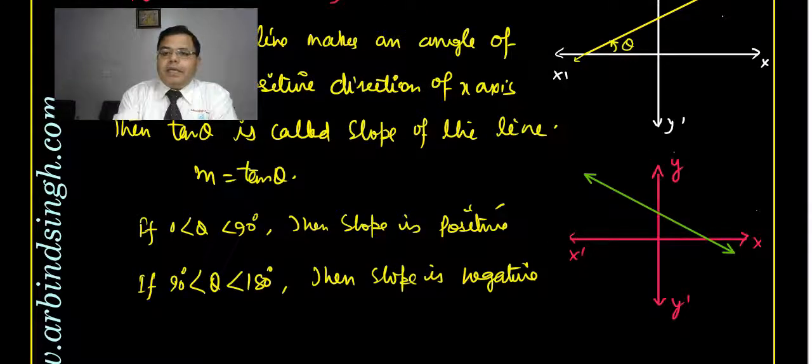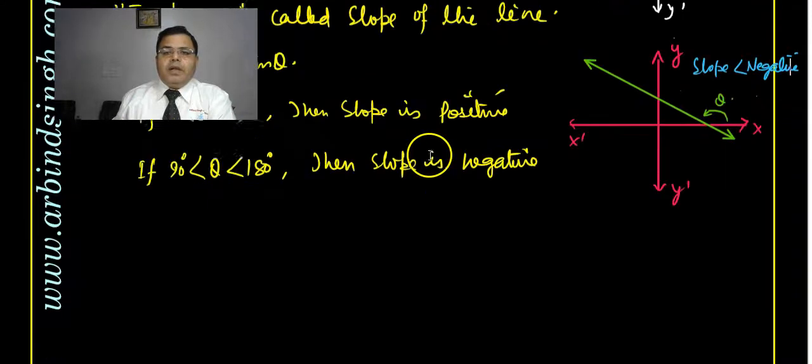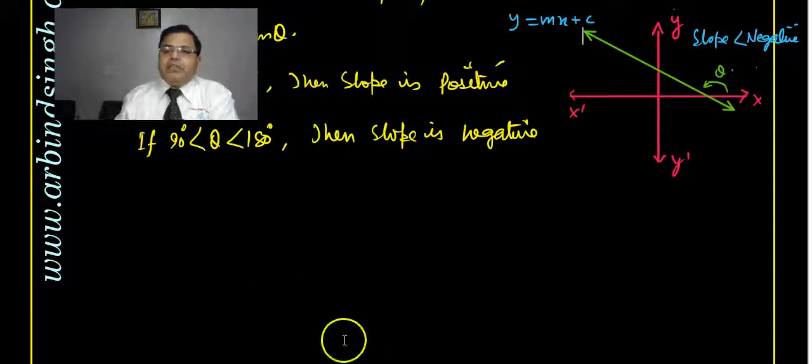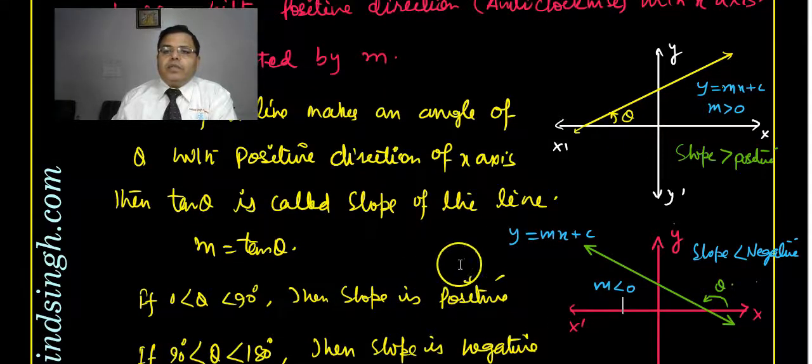So if there is a line and this line makes an angle of theta here, that is more than 90 degrees, then tan theta, the slope, is negative. Here slope is positive, greater than 0, whereas here slope is negative, less than 0. So lines can be like this, with negative slope and positive slope. The equation of these lines is y is equal to mx plus c, with m being the slope. So these are the positive and negative slopes.